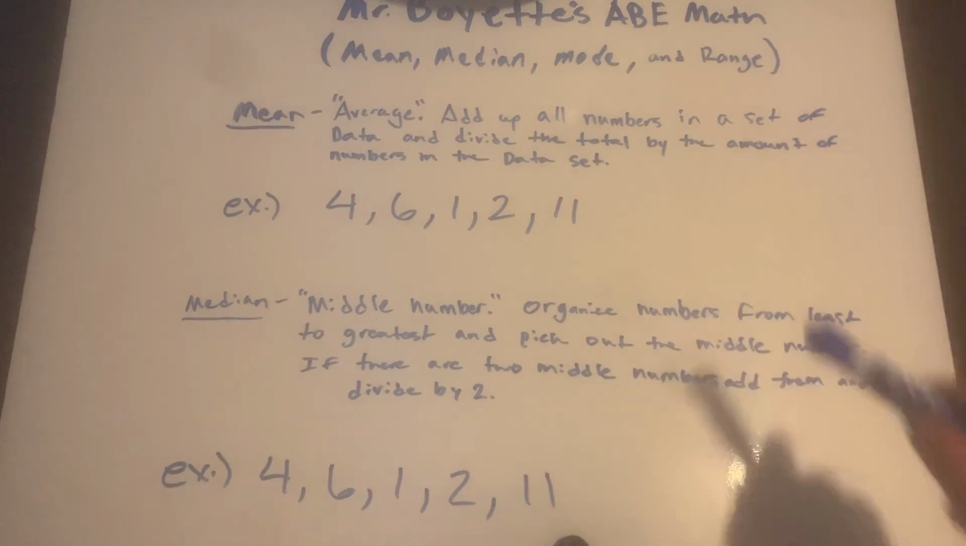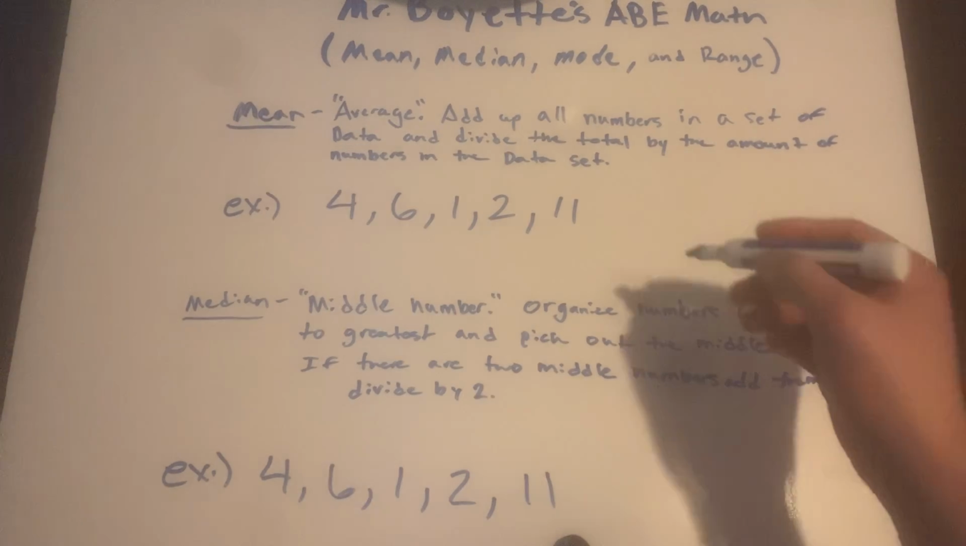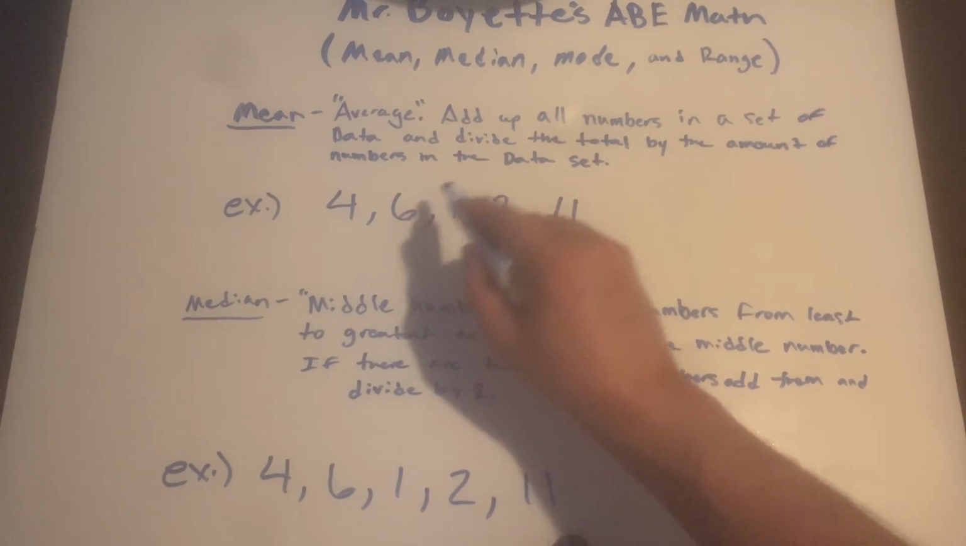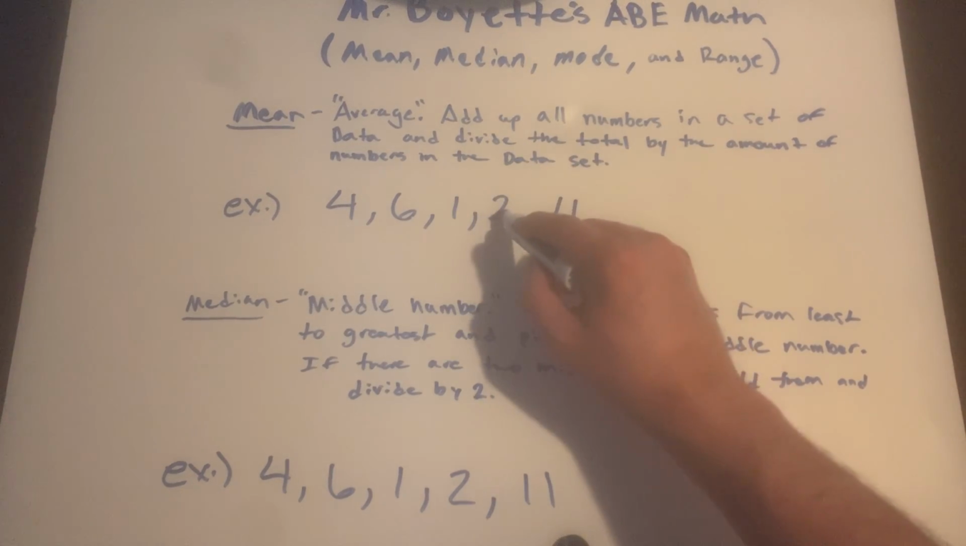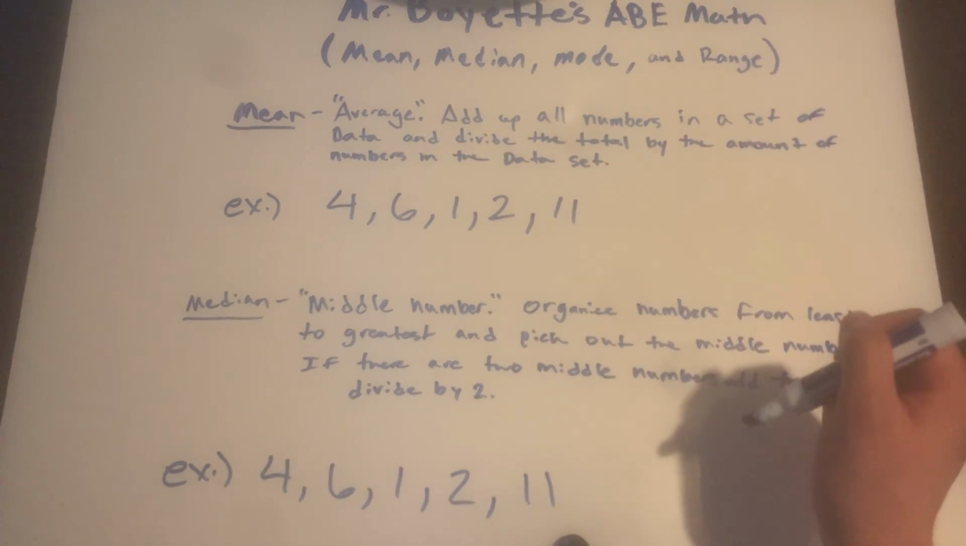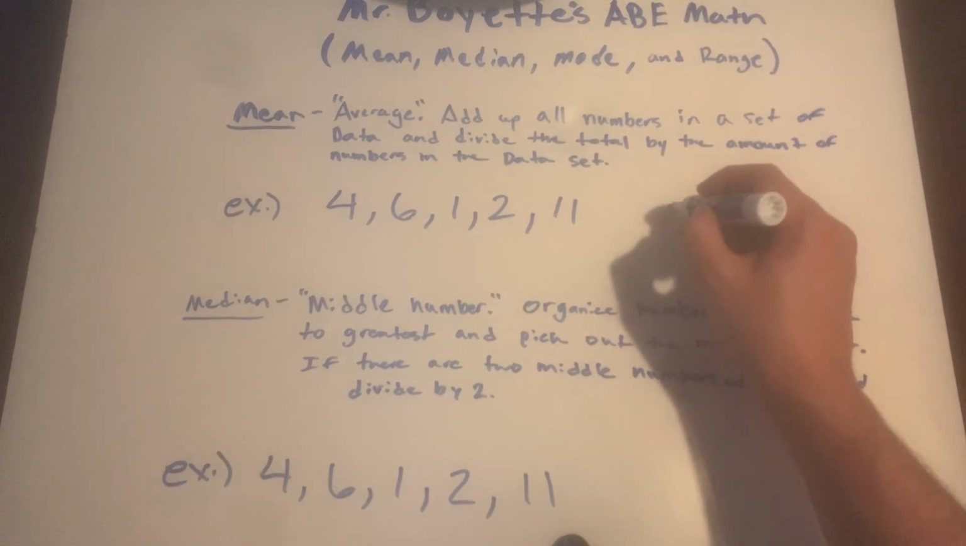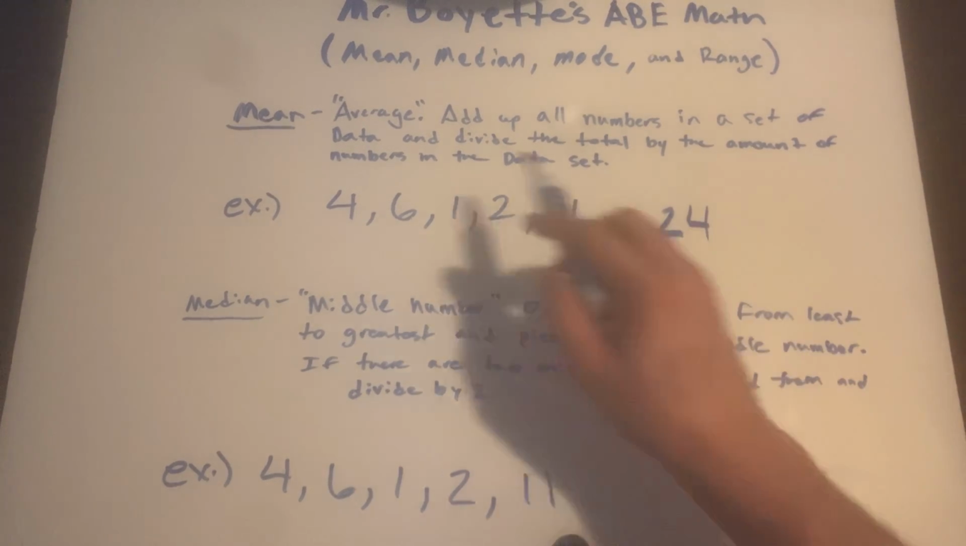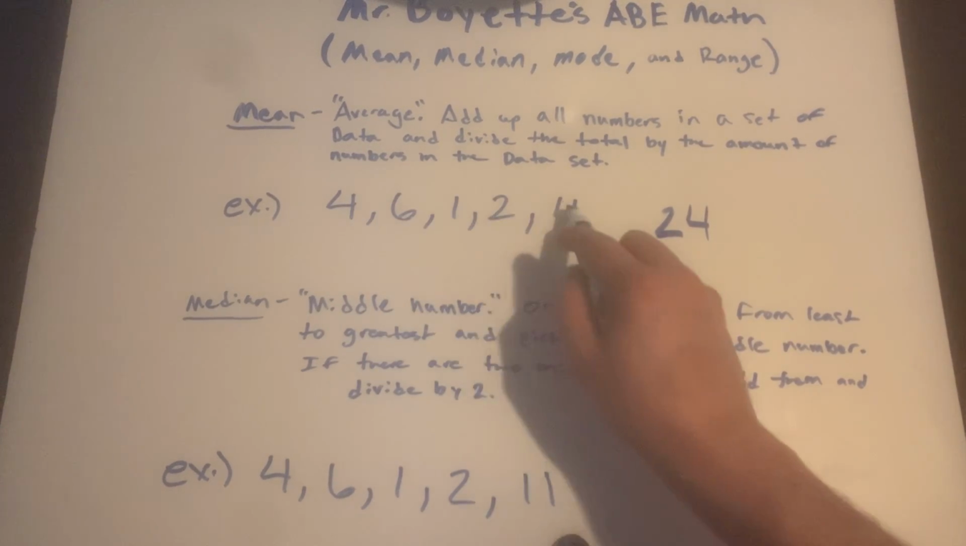So let's go ahead and do the example over here real quick just to show you. There'll be more examples in the next video, of course. So we have 4 plus 6 is 10, 11, 12, 13, 24, right? So we have 24 total, and we're going to divide that number by 1, 2, 3, 4, 5.